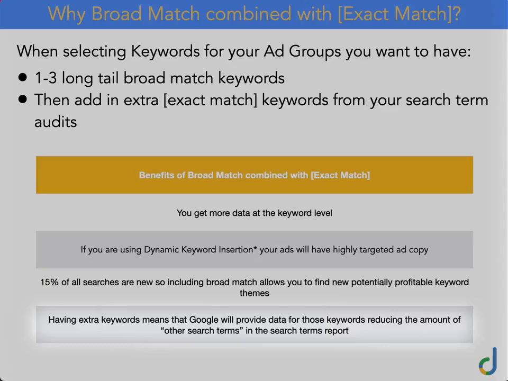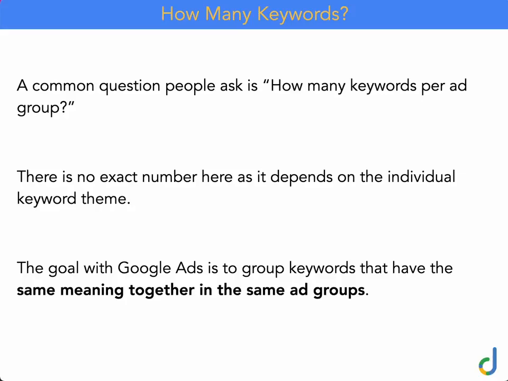That's another benefit of really having a longer list of exact match keywords. So the way that I want you to think of this is that you're starting with a couple of broad match keywords and then you're building out exact match keywords based on the data that you receive. So this leads us to the big question of how many keywords.